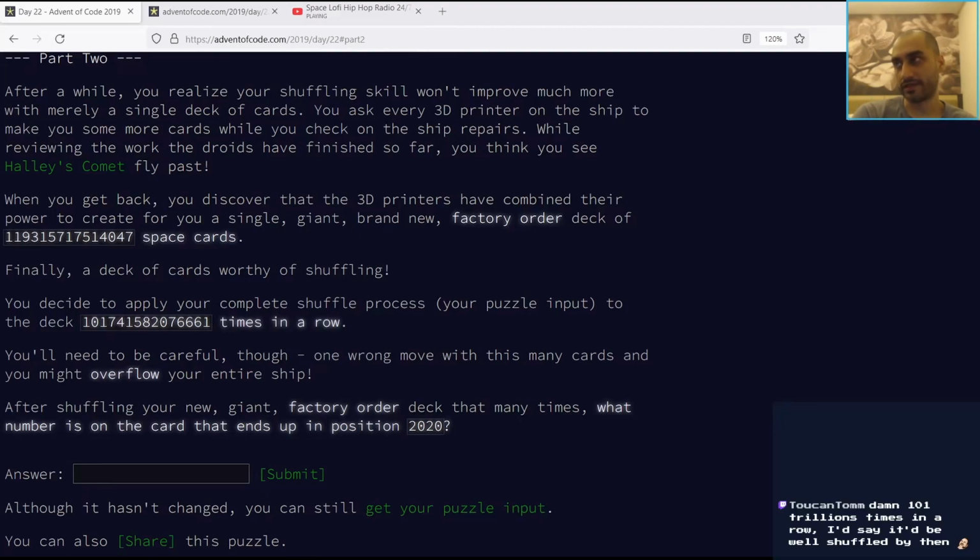Alright, so what do we want to do here? I think we want to figure out... Oh, I've disconnected again. And we're back. That was a very brief disconnection. Okay, so I think what we're gonna do is just follow the card 2020 around in this shuffle, see where it goes, figure out its pattern.